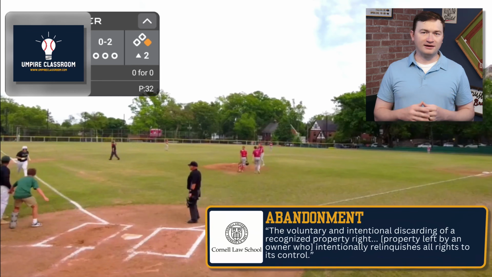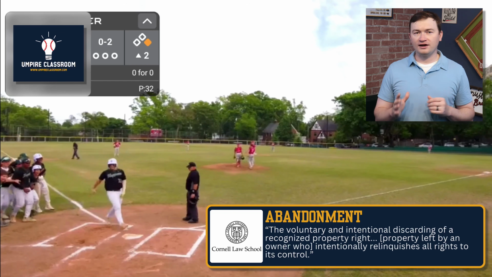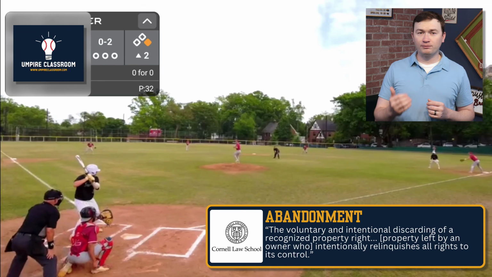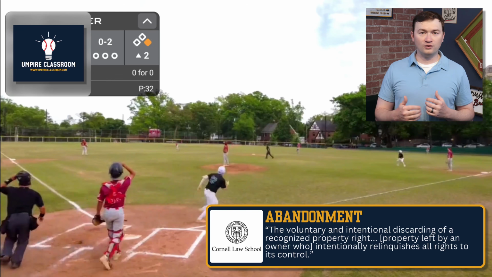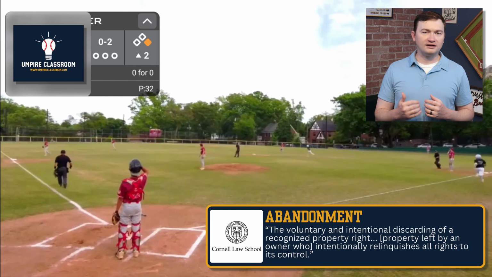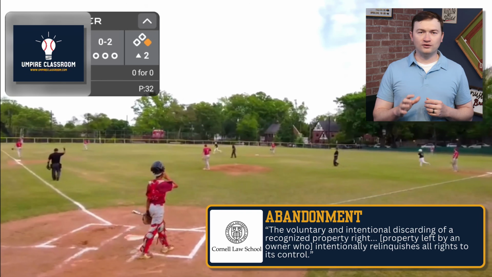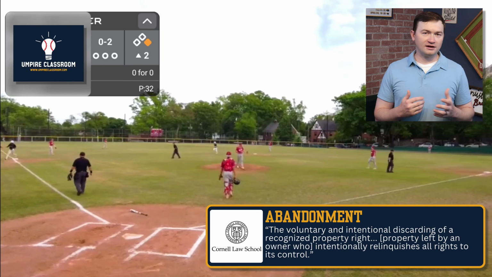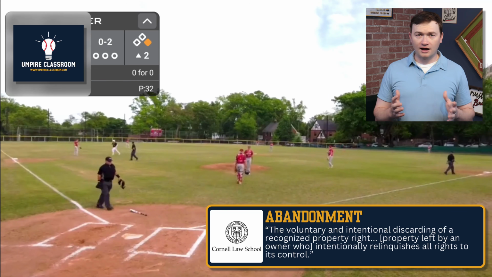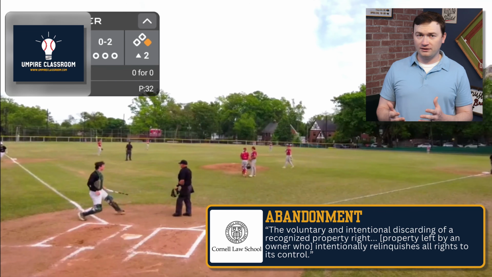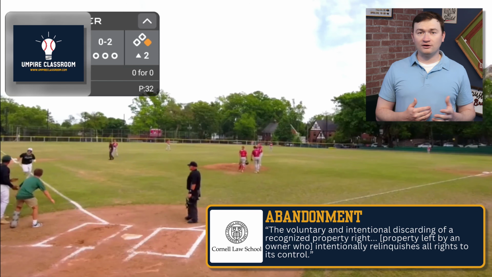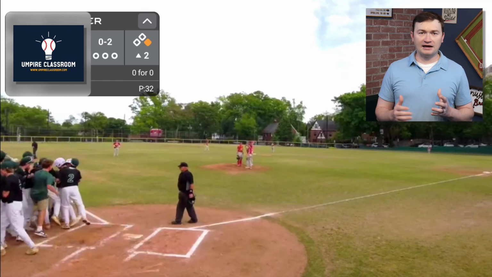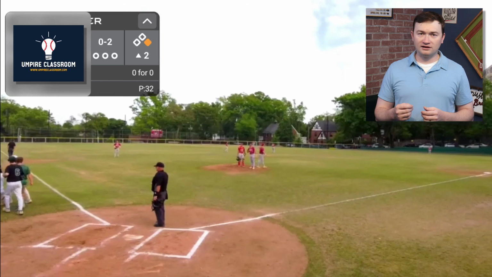Cornell law defines abandonment in property law as the voluntary and intentional discarding of a recognized property right. It also defines abandoned property as property left by an owner who intentionally relinquishes all rights to its control. I think that's fundamental to this rule. Abandonment requires intent to give up. So a runner missing a base or missing the plate is not automatically abandonment. That is why we have appeals in the rule book. An accidental, careless, or even boneheaded failure to touch all the bases is not the same thing as a runner intentionally giving up his right to continue advancing.